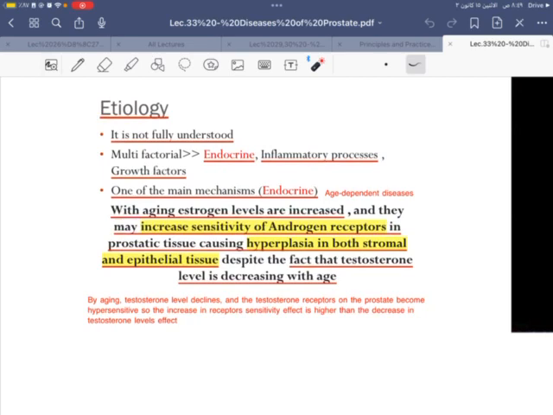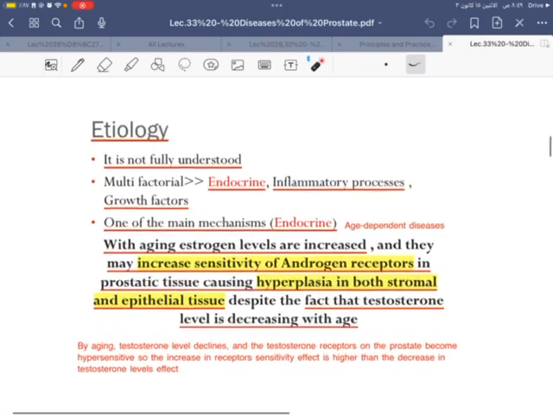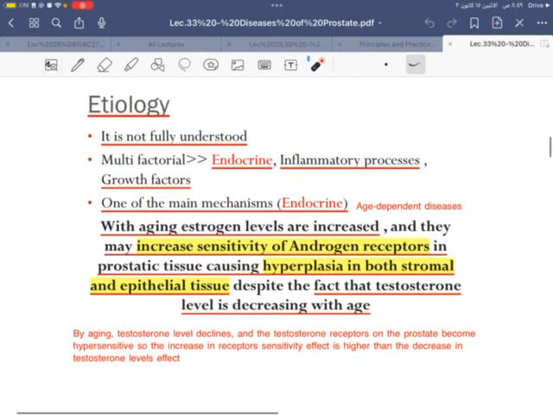The pathophysiology of benign prostatic hyperplasia is not fully understood till now. There are theories suggesting that it's a multifactorial disease. Endocrine factors, inflammatory processes, and growth factors all play an important role in benign prostatic hyperplasia. One of the main mechanisms is the endocrine one.